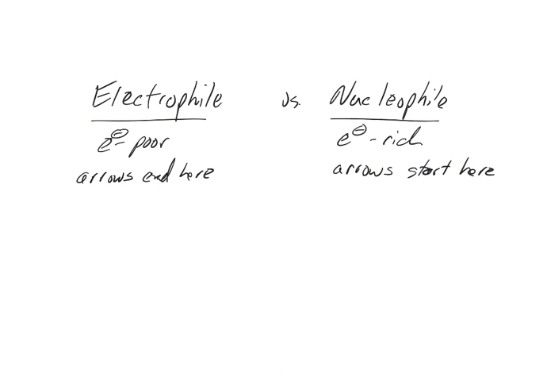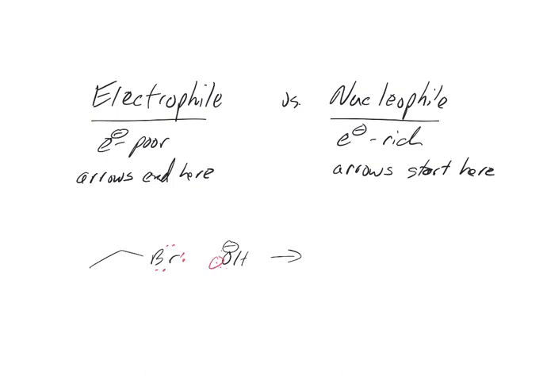So we know this, right? Nucleophiles are electron rich, electrophiles are electron deficient. Arrows start here, arrows end here. How do we actually identify these things? Basically two situations that you have seen. I'll do the easiest one first.